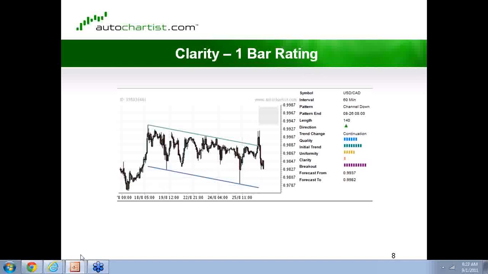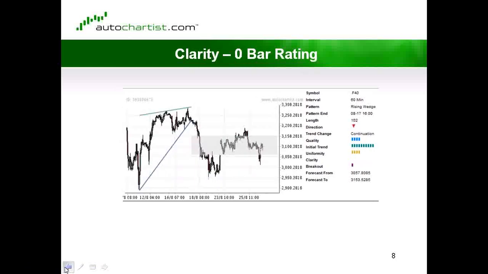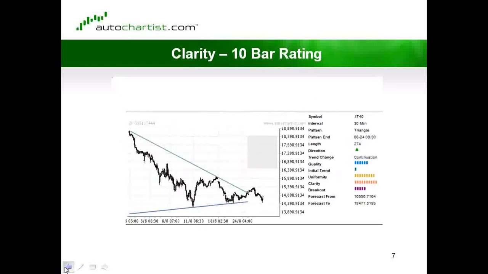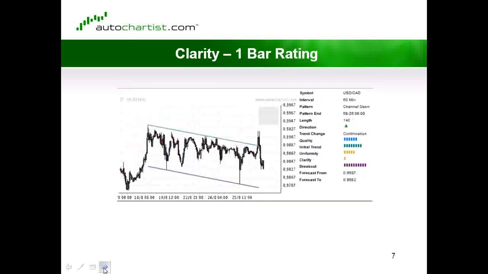All right, now to flip back a few charts, I'll show you a 10-bar rating. You can see here how smooth it is, and you also have a long length. When we go to this chart, the length is over 140 on a 60-minute, and the channel looks good, but the individual swings are very difficult to understand.